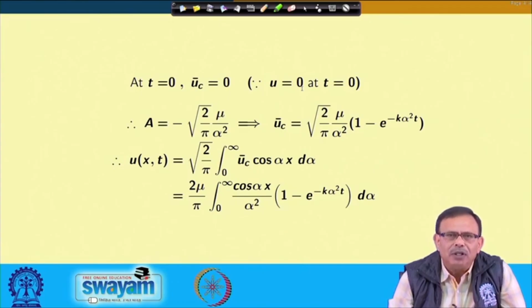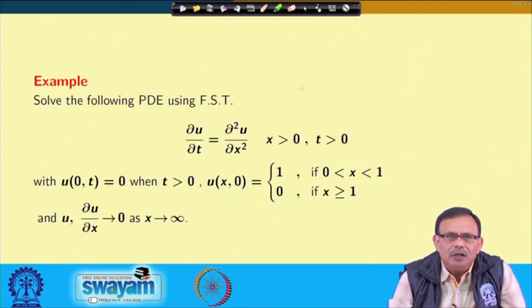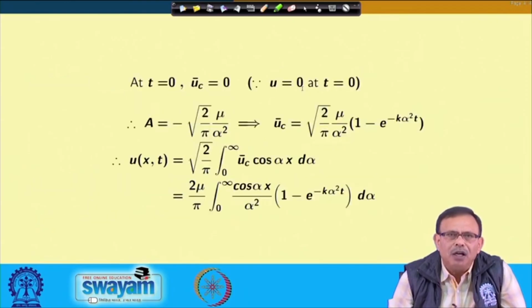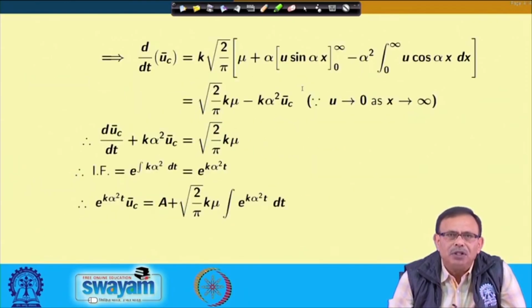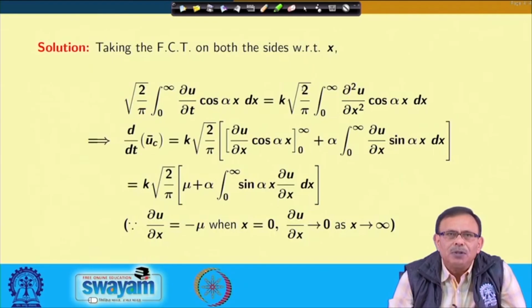Further, I can evaluate it, but I am leaving it for you because this integration is easy to solve and you can find out the ultimate value. So, we will leave this integral position itself, from where you can find the complete solution of u(x,t). Now, the earlier problem we have done using the Fourier cosine transform.